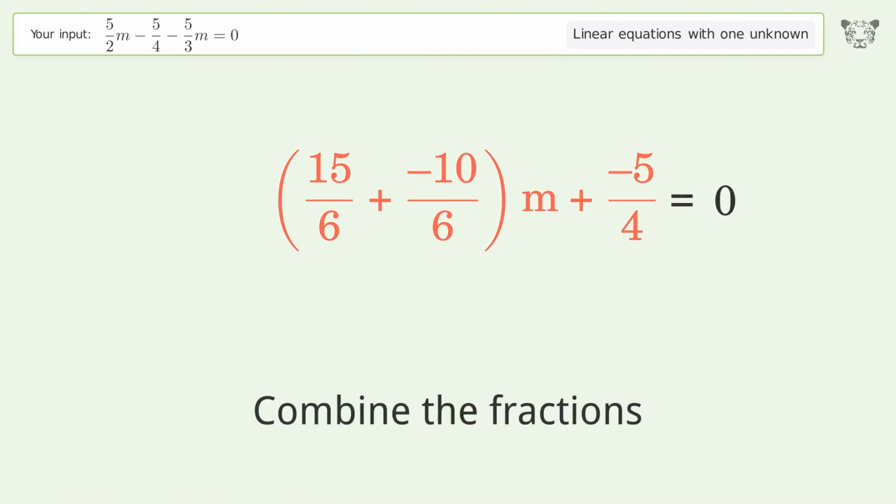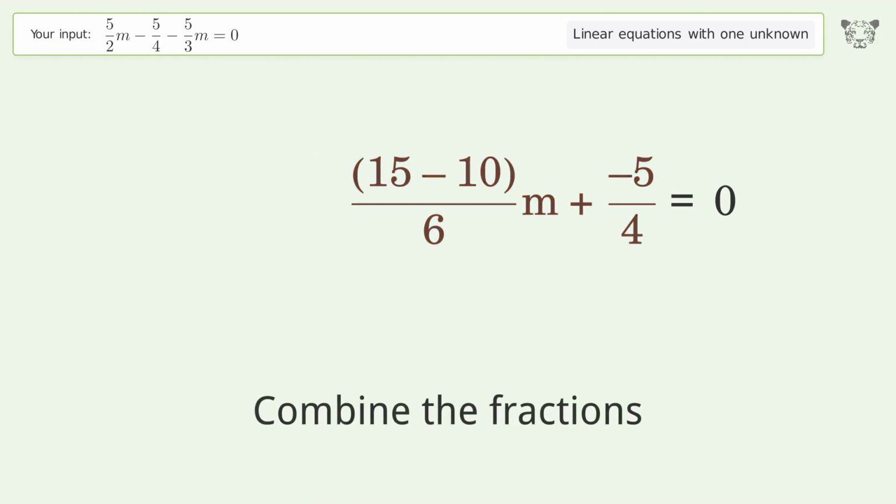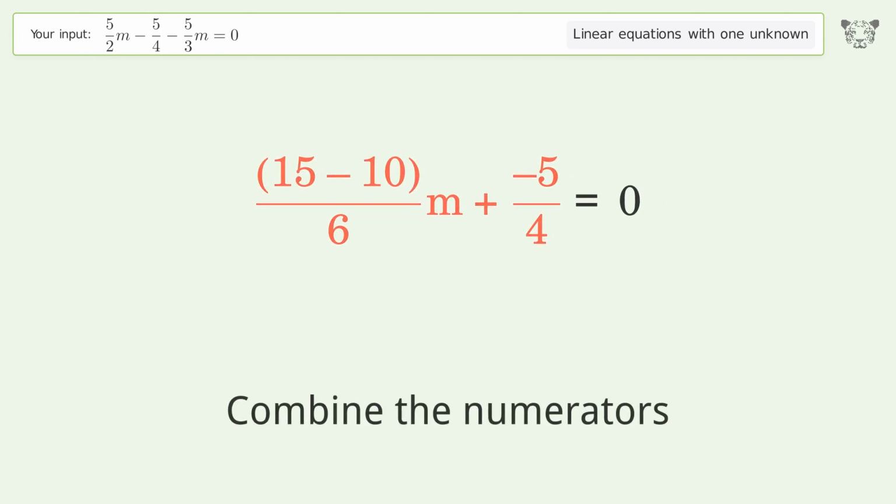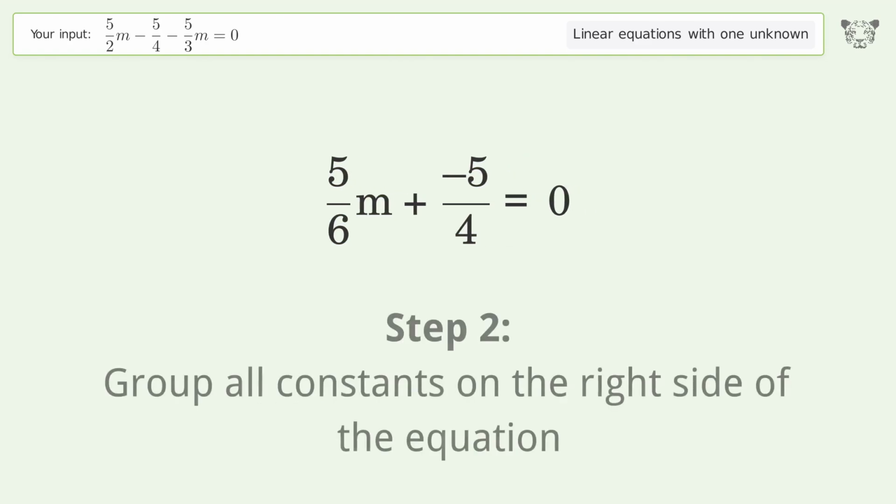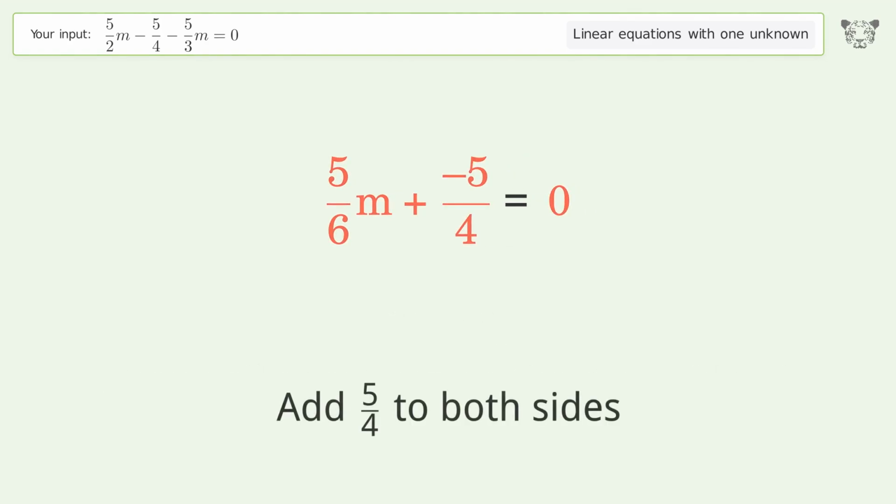Combine the fractions. Combine the numerators. Group all constants on the right side of the equation. Add 5/4 to both sides.